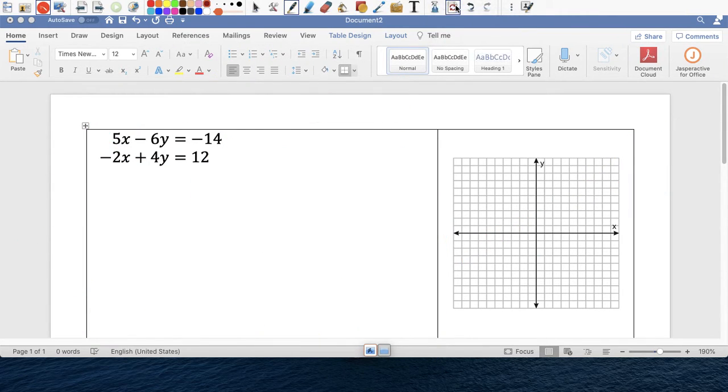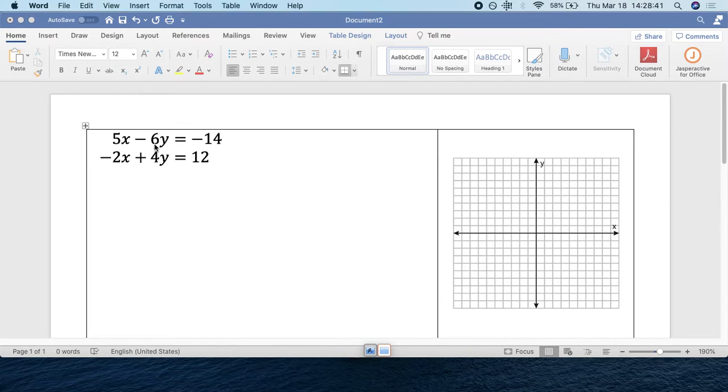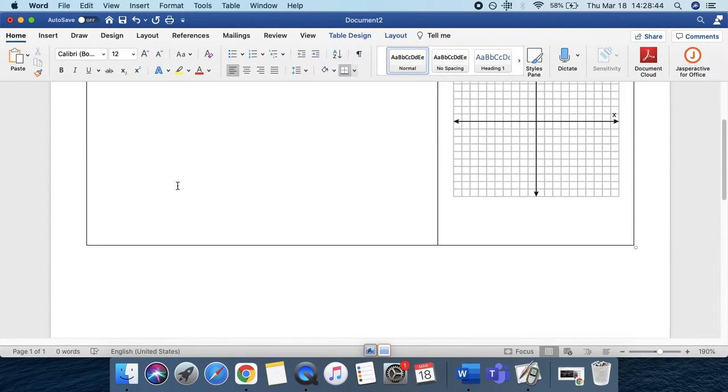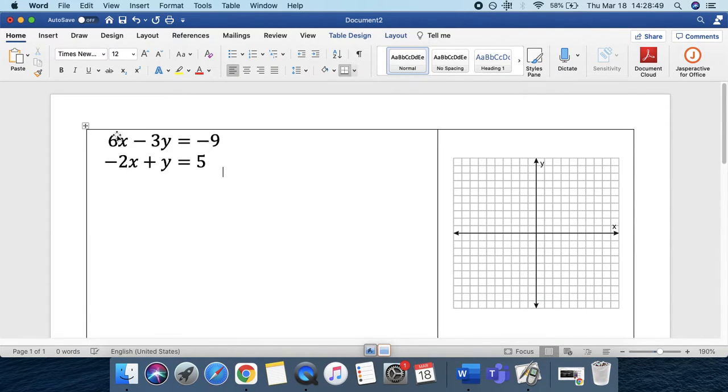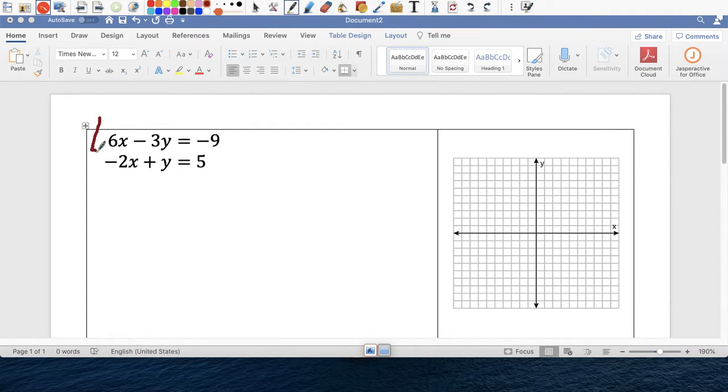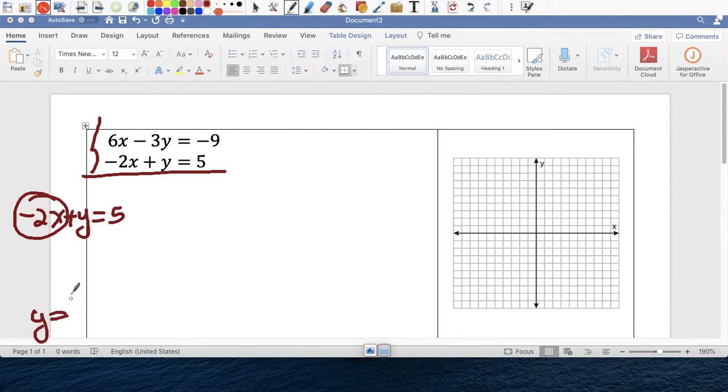Okay. Let's go to the next two. Or the last two. Again, for me, the easiest one is the bottom one, because the y is already by itself. So negative 2x plus y equals 5. Let's get rid of the negative 2x to isolate our y. So let's just throw that negative 2x to the other side, becomes positive. Ta-da, we're done. So instead of that, we're going to use y equals 2x plus 5.